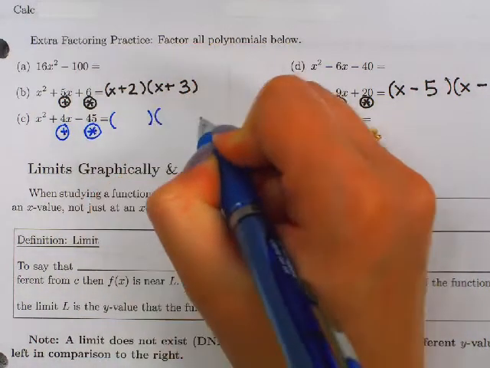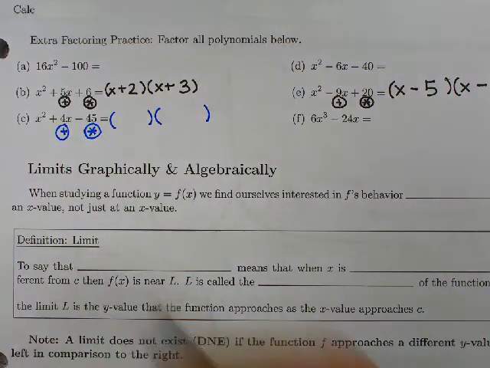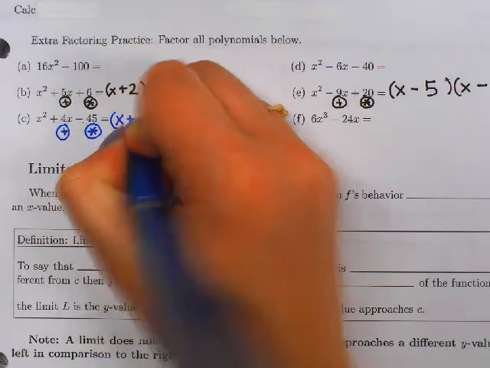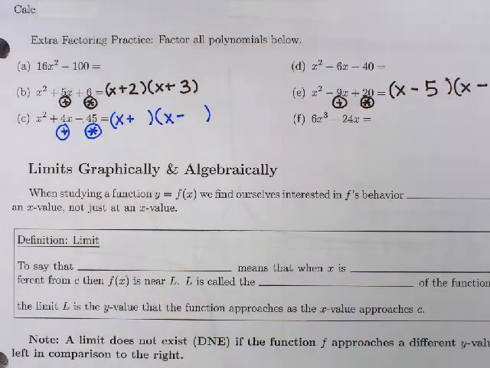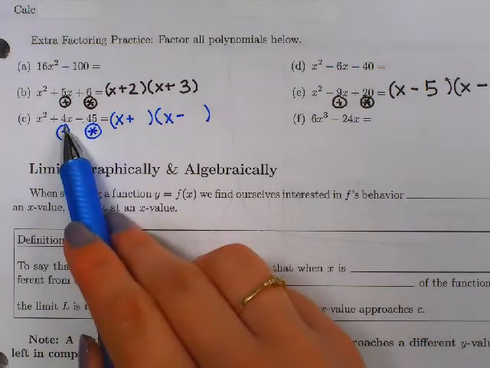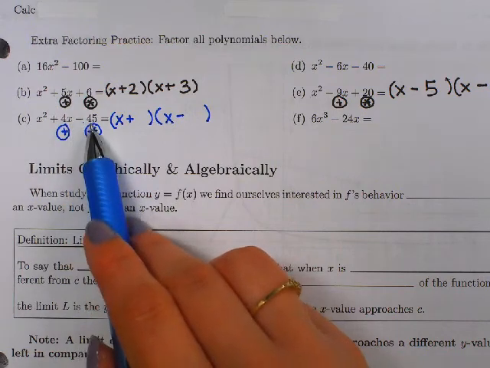So reverse foiling, I actually like this type a lot better because I don't have to think about, is it two positives or two negatives? If I'm multiplying to be a negative, it is always a positive times a negative. So you have an x plus and an x minus. So a positive times a negative, and I want it to add up to be a positive 4, which means my positive number is going to be the bigger factor.